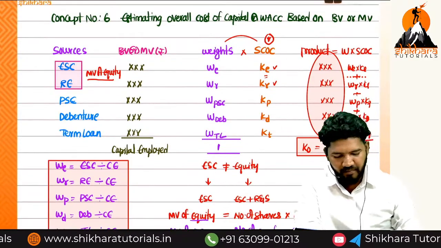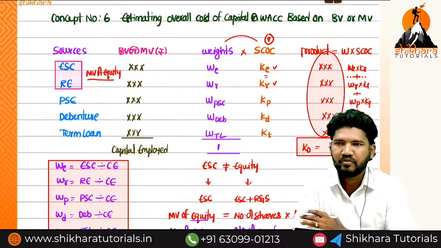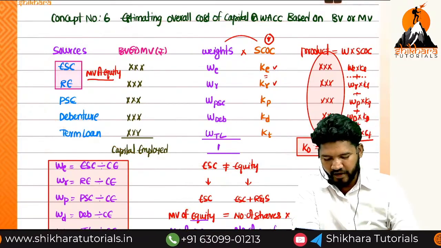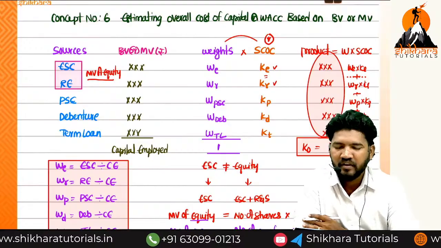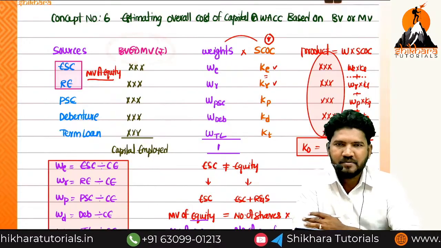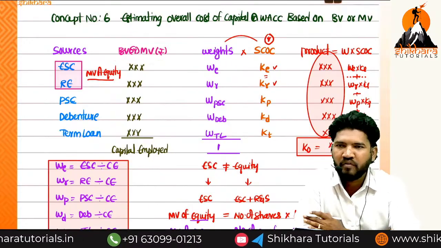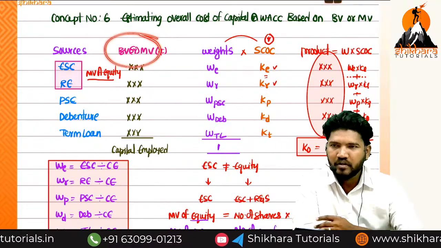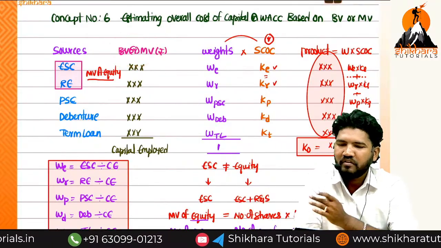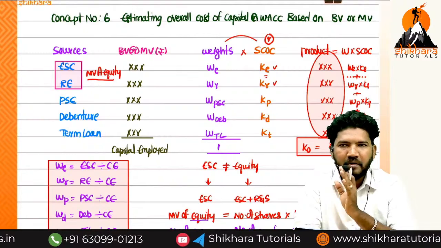So this is the statement we are using for the calculation of KO. First, we write the sources, with the names they have given. Next, if they ask specifically for book value, you have to put in book values. If they ask for market value, put in the market values. So what are the values they give in the question paper? That is nothing but book values.